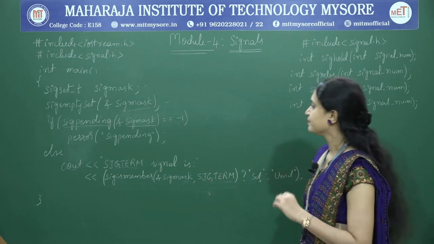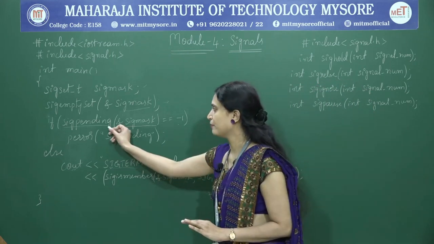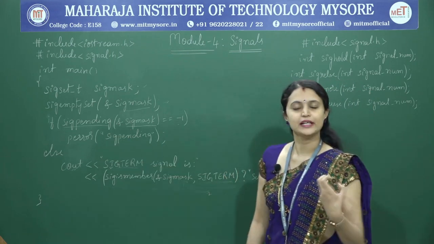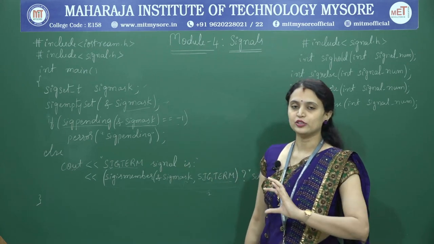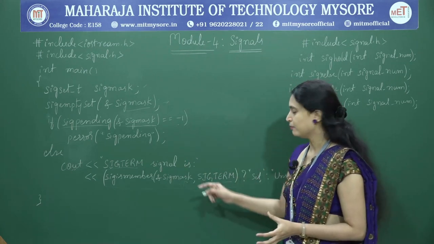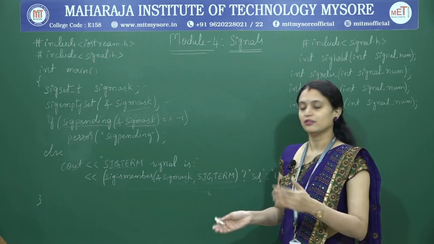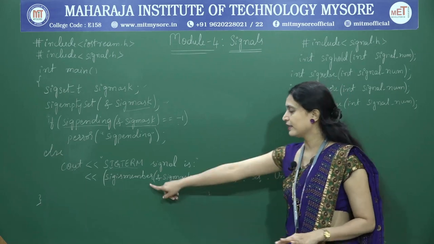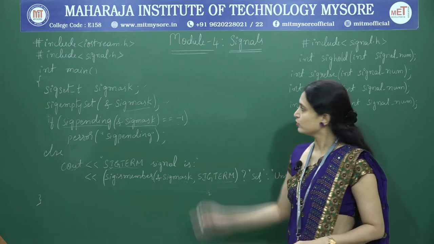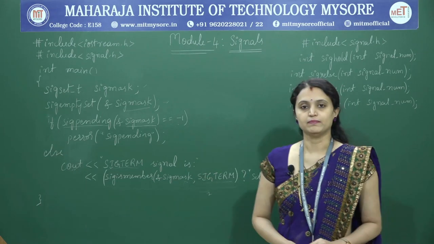So finally, by making use of sigpending, we are getting the pending signals for the calling process. Then we are checking whether, in the list of pending signals, this SIGTERM signal is present or not by using the sigismember API. So this is all about the program.